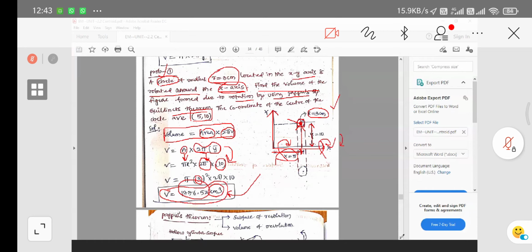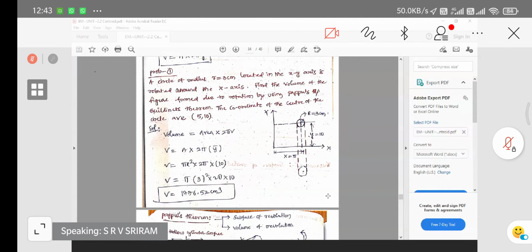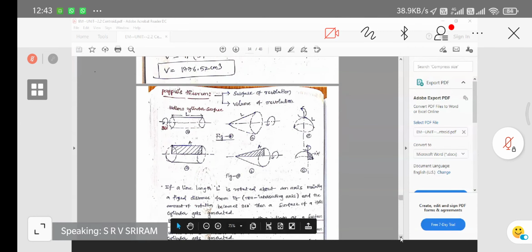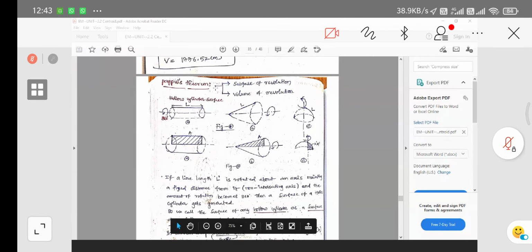Okay. So this is about Pappus and Bolognese theorem. We are having so many problems that depend upon volume generation and surface generation. So these are the examples, see here. I have given and also elaborated the Pappus first theorem and second theorem in the next pages.